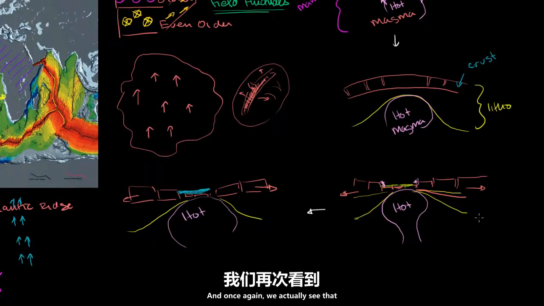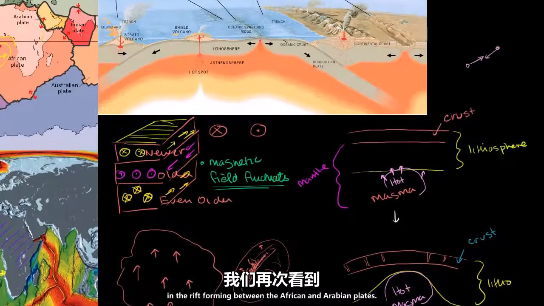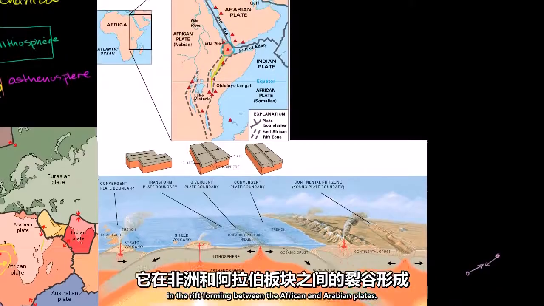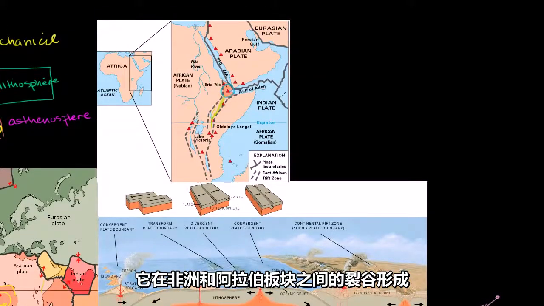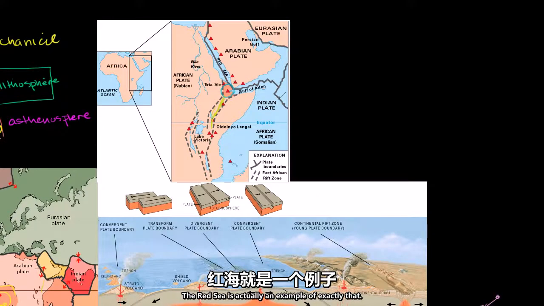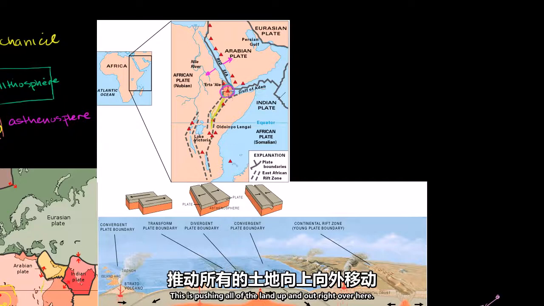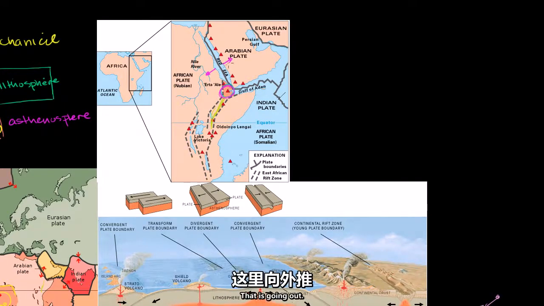And once again, we actually see that in the rift forming between the African and the Arabian plates. The Red Sea is an example of exactly that. The Arabian plate is moving away from the African plate because of this hot spot. This is pushing all of the land up and out right over here. So this is going out, that is going out, it's moving outward in every direction, and so it creates these depressions where water can flow inwards.